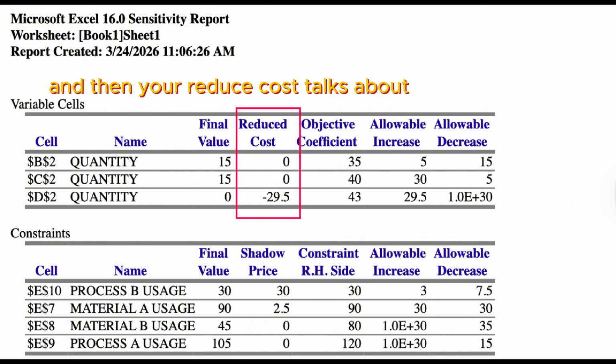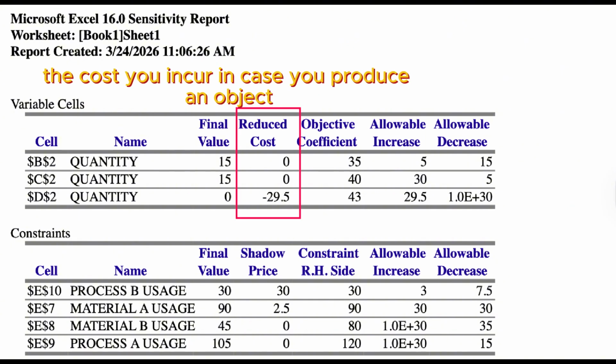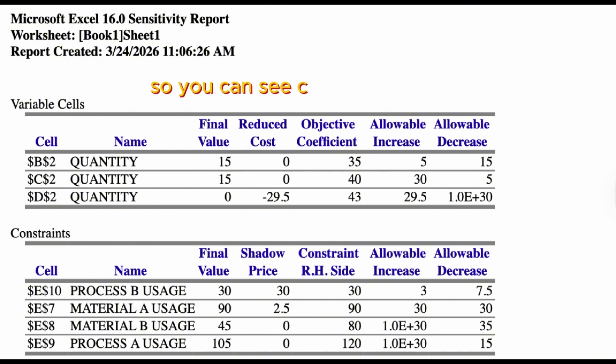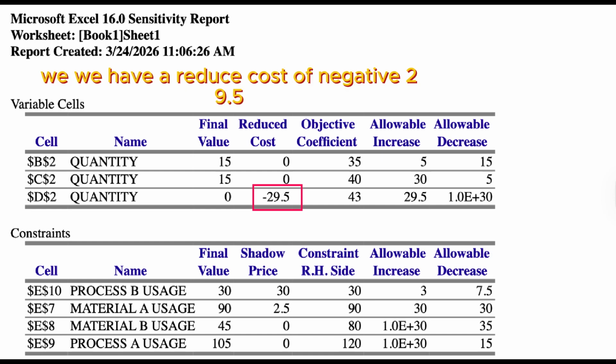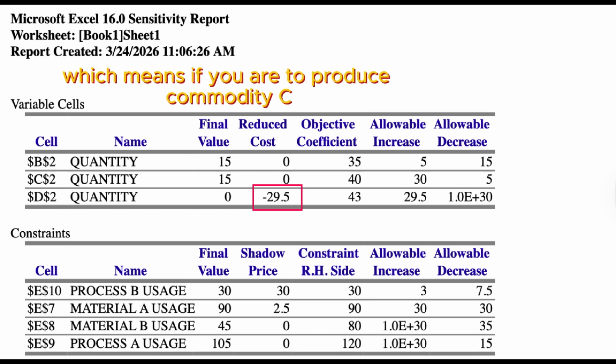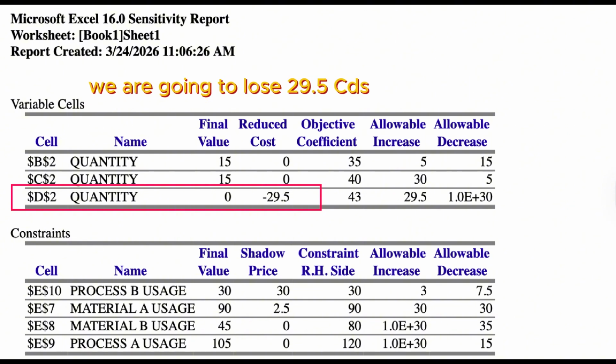And then your reduced cost talks about the cost you incur in case you produce an object. You can see for C, we have a reduced cost of negative 29.5, which means if you are to produce commodity C, we are going to lose 29.5 cedis.